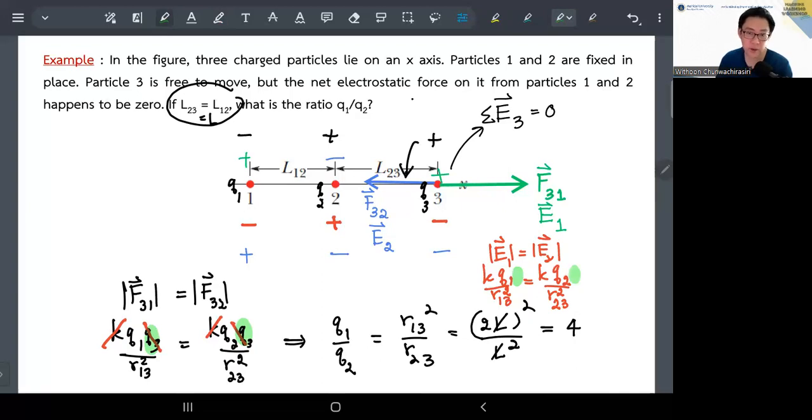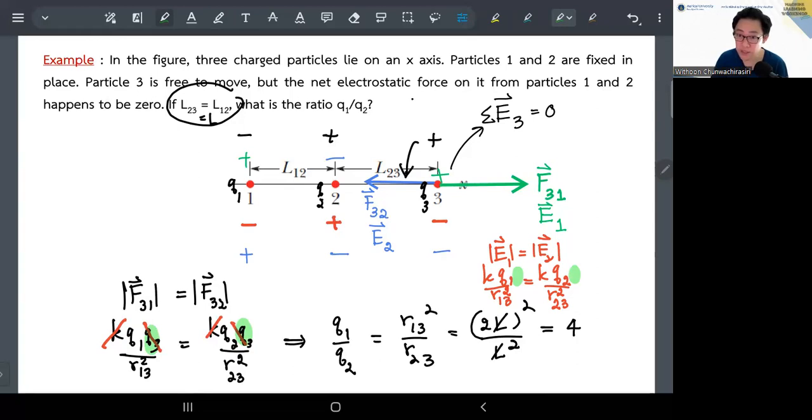Okay? So I hope by doing this problem, you guys see the similarity between approaching the problem with the fields, or approaching the problem directly with the forces. Same thing. And as you can see, while we are doing this in terms of the field, you don't have to care about the charge Q3 at all.